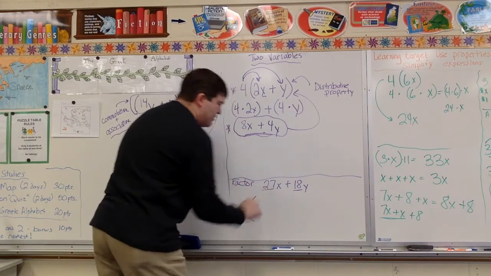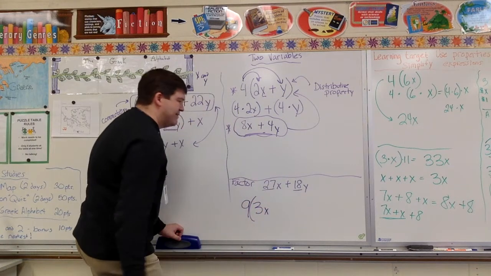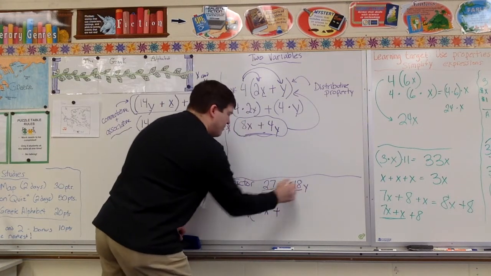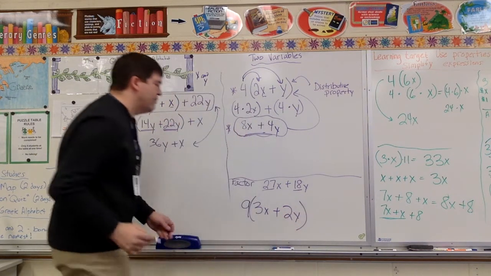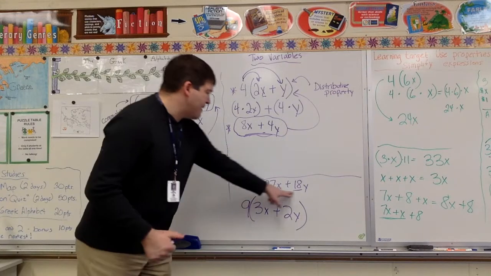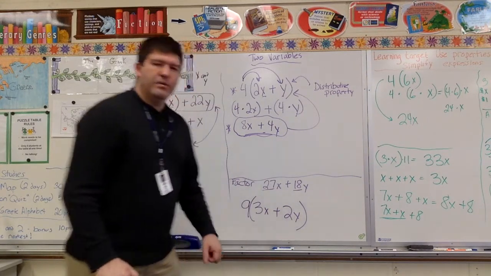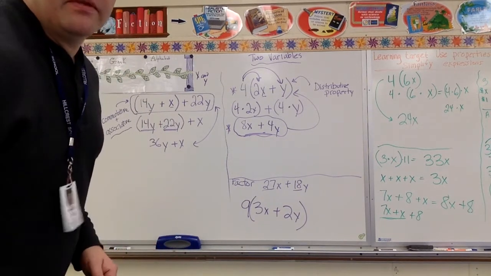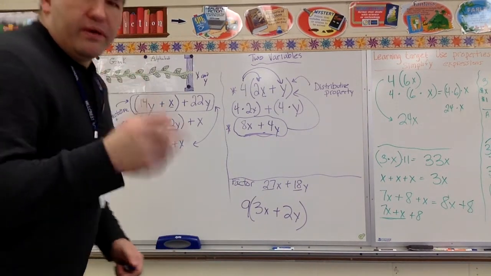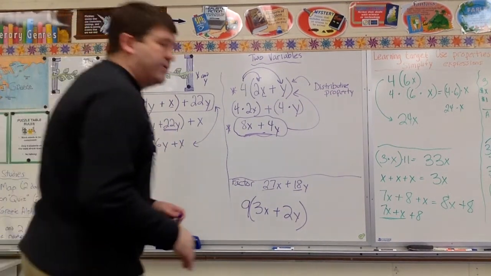How many 9s go into 27? 3, and that's 3x, plus, how many 9s go into 18? 2, 2y. So, if I wanted to factor this out, it would be 9 times 3x plus 2y. Okay? All right, one more that I want to do, and then we should be all set.